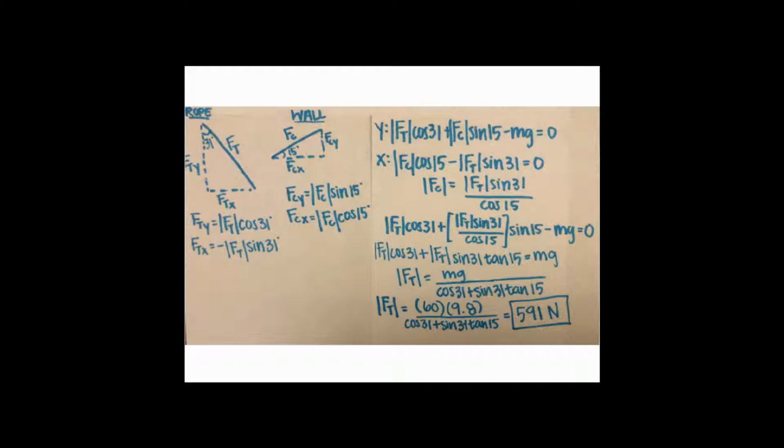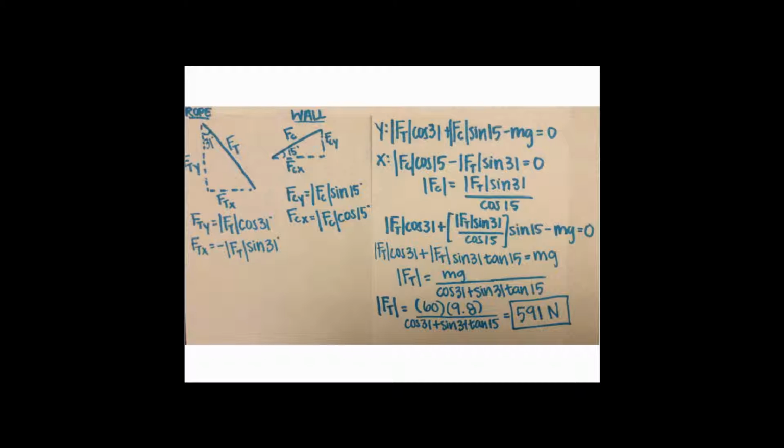So in the Y direction, we have the magnitude of Ft cosine 31 plus the magnitude of Fc sine 15 minus mg, which is the force of gravity, equals 0. And in the X direction, we have the magnitude of Fc cosine 15 minus the magnitude of Ft sine 31 equals 0. And we can write the magnitude of the contact force in terms of the magnitude of the tension force, and it's equal to the magnitude of Ft times sine 31 divided by cosine of 15.